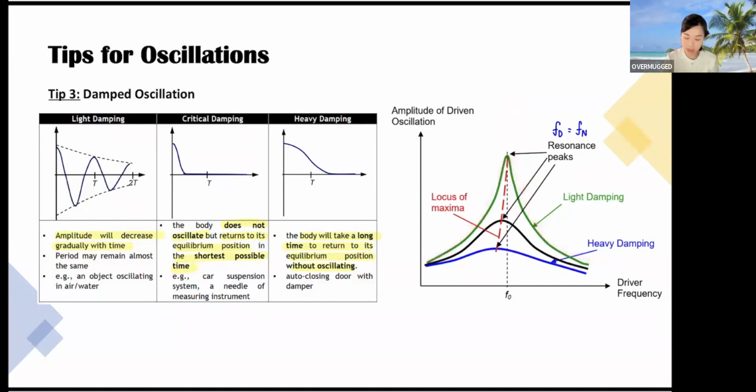But as my damping becomes heavier and heavier, you realize that the peak becomes smaller and smaller. And not only that, it happens earlier, which means that the driver's frequency does not need to match before resonance actually happens. So if you want to prevent a system from oscillating too much and as a result breaking, you will have to apply damping to the system because it brings down the resonance amplitude.